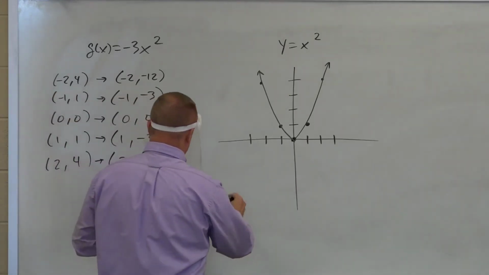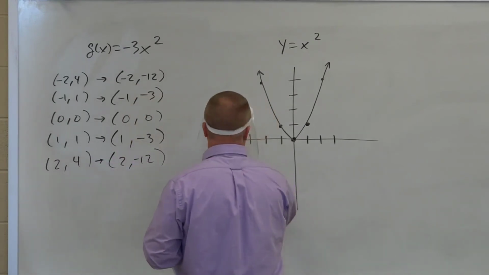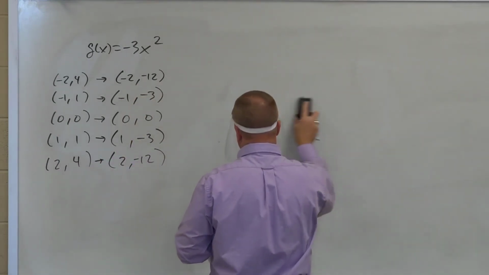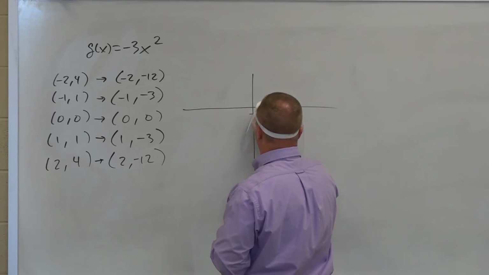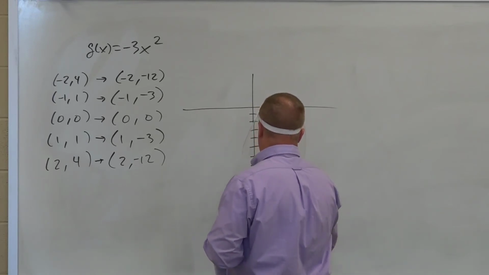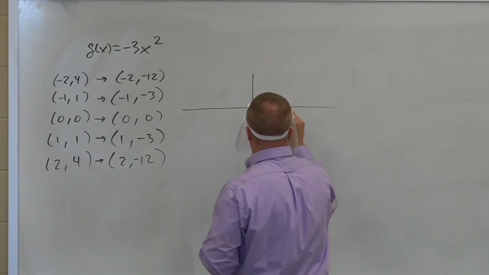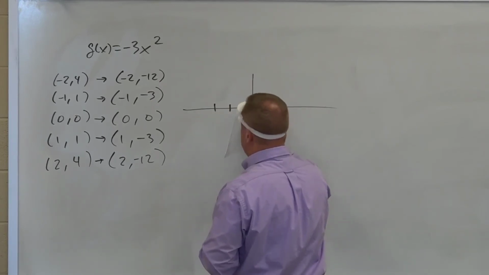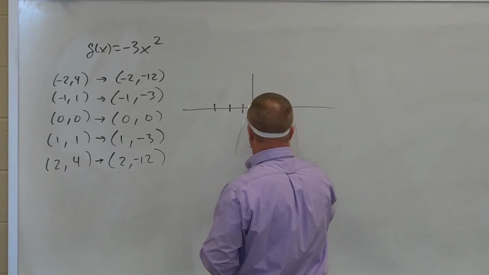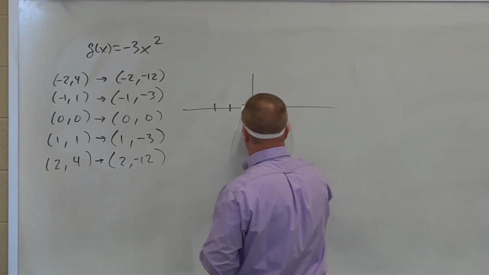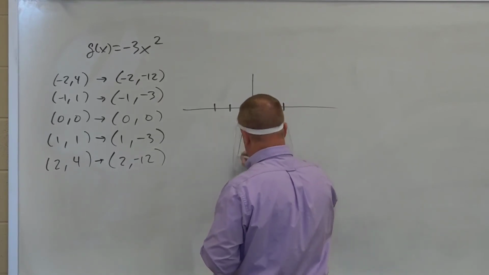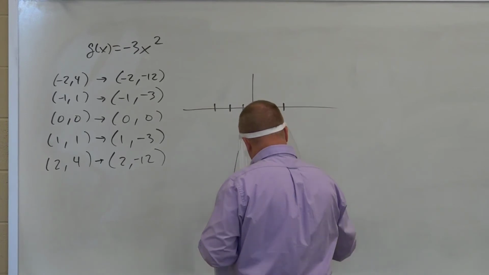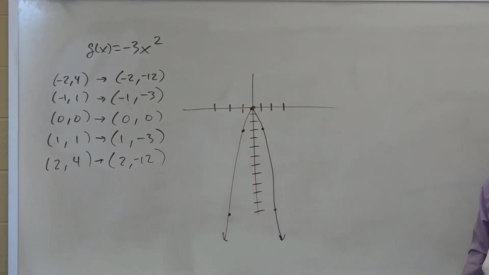So to graph that, then we would have to go down to 12. Zero, 0, 1, negative 3, and 2, negative 12. All right, that would be your graph. Okay, so it flipped down, stretched by a factor of 3.